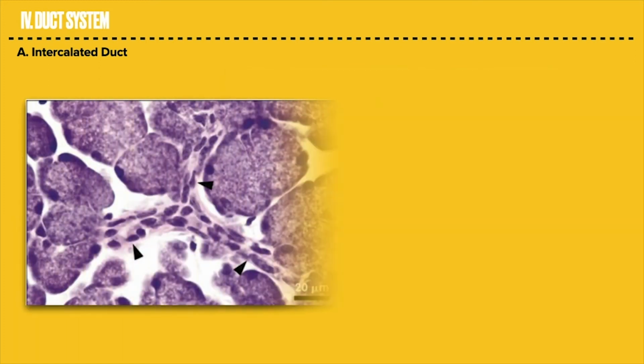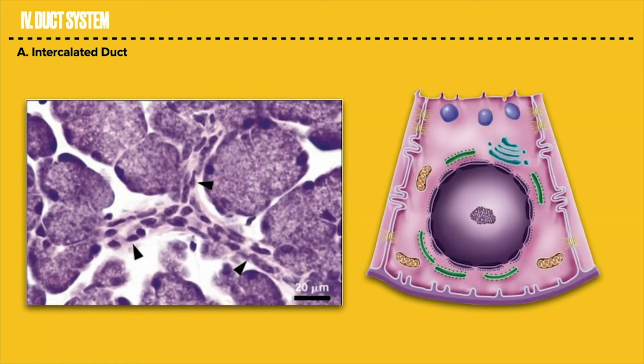In the image, the arrowheads point to the branching intercalated duct joined by several serous end pieces in the human submandibular gland. The duct cells are low cuboidal, and their cytoplasm stains lightly with eosin. Located at the right is an image of an intercalated duct cell.